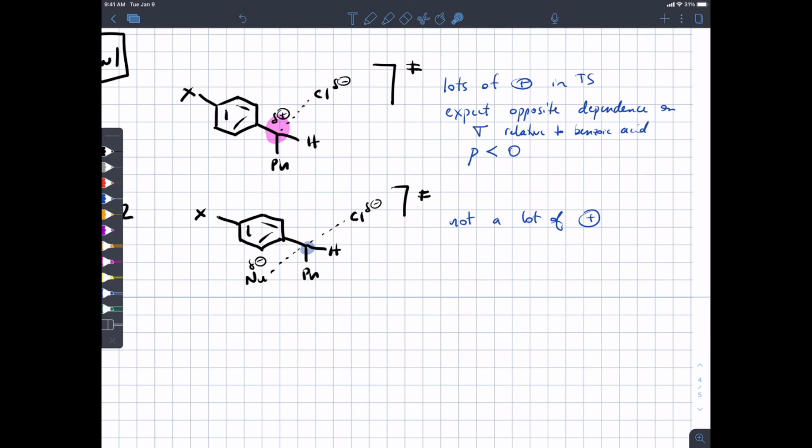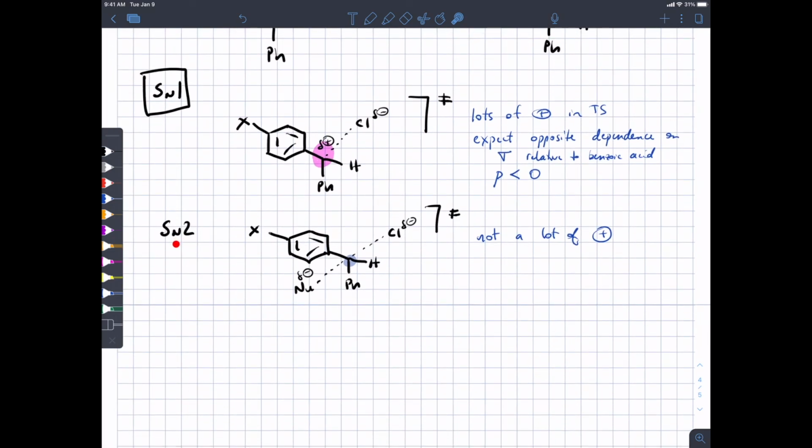Now let's talk about magnitude for Sn1 versus Sn2. In the Sn1 reaction, there's a bigger buildup of positive charge than in the Sn2 reaction. So what do you expect the magnitude of the slope to be? Sn1 should be more steep. Okay, good. Steep is a good word. Thank you, Heather. Steeper slope for Sn1 versus less steep slope, or shallower slope, for the Sn2 reaction.